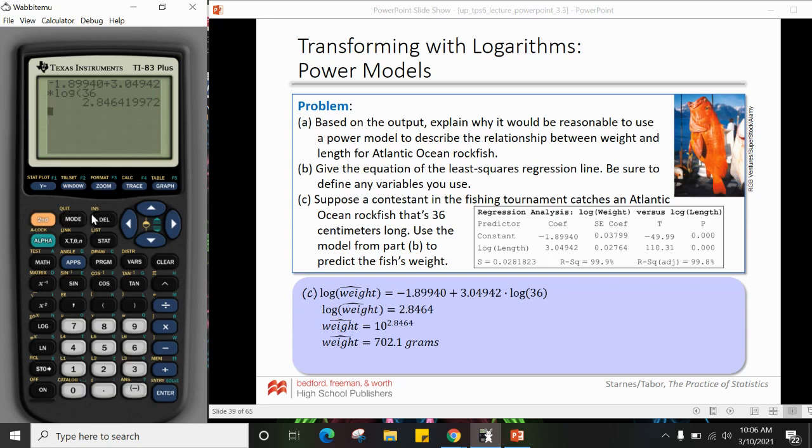In order to undo that, I need to raise both sides to the 10. 10 to the log weight, the 10 and the log undo each other. I'm left with just weight, but I would have 10 to the 2.8464, so it comes out to 702.1 grams.